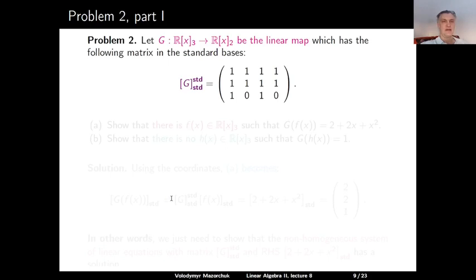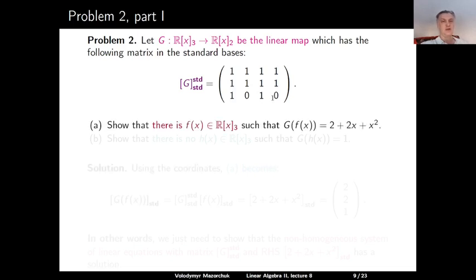Problem 2. Let G be a linear map from the space of all polynomials of degree at most 3 to the space of all polynomials of degree at most 2, which has the following matrix in the standard basis. So the matrix of G in the standard basis is the matrix 1, 1, 1, 1; 1, 1, 1, 1; 1, 0, 1, 0.